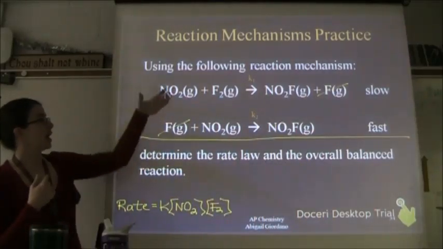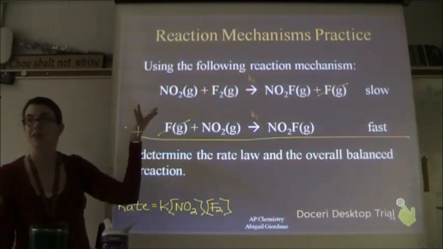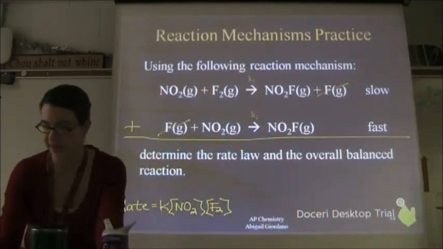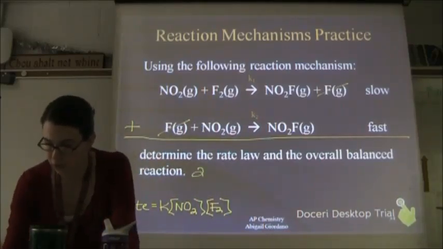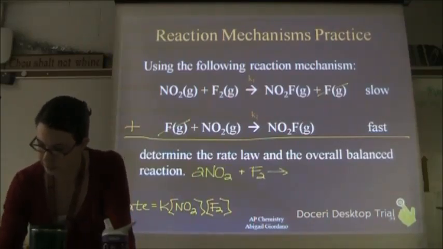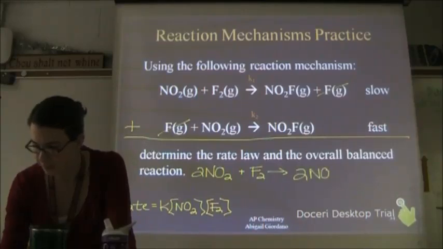What is the overall balanced equation? Well, let's just add everything. You guys tell me what to write. We canceled out the F, what's left? All right, 2NO2, what else? F2. Plus F2 yields 2NO2. Very good.